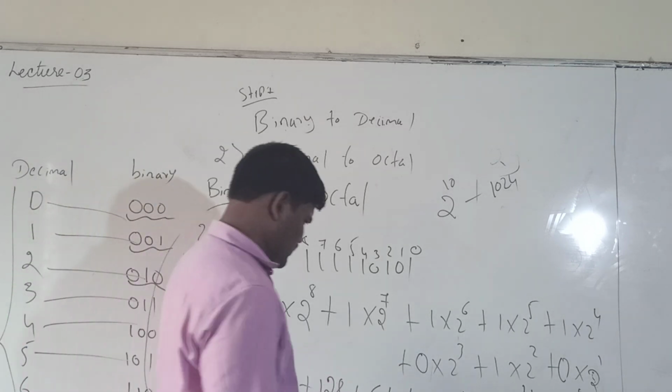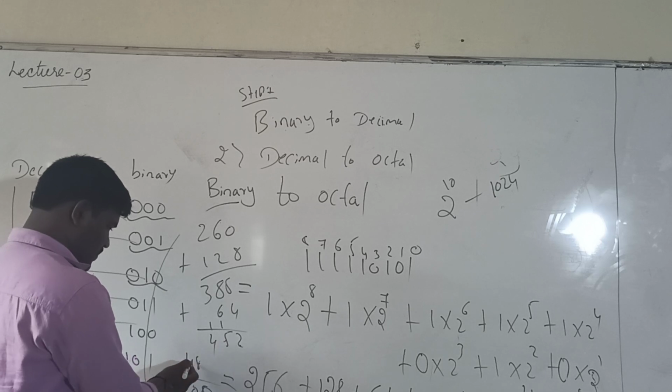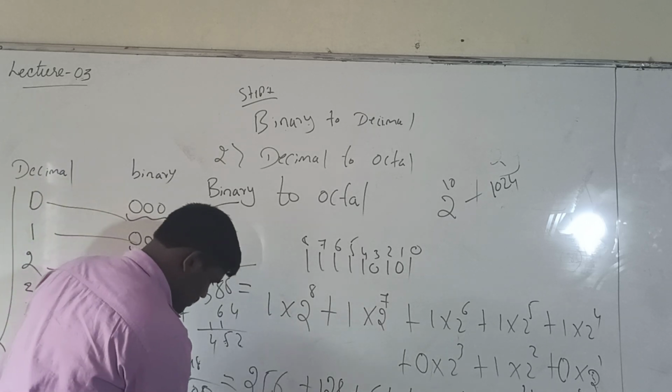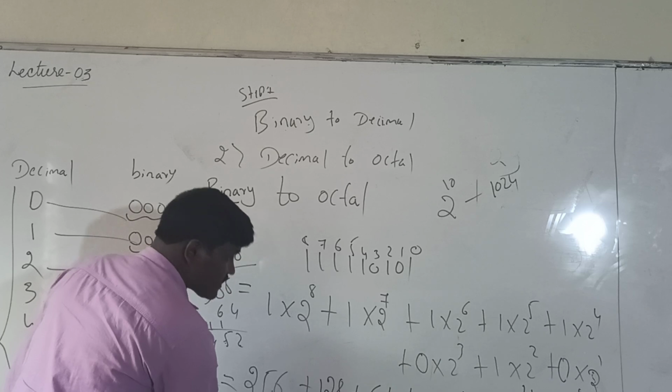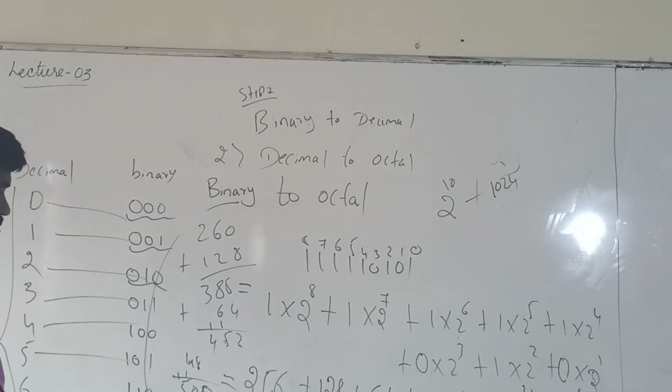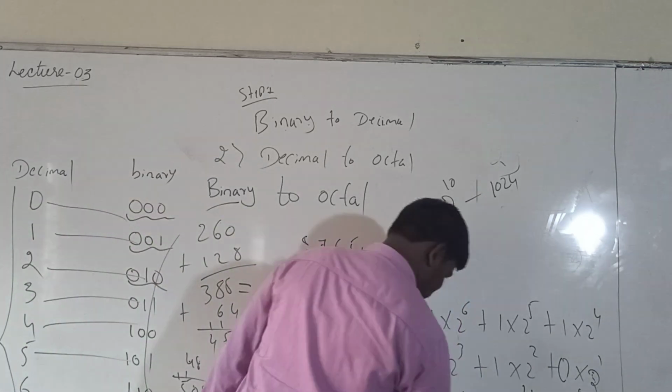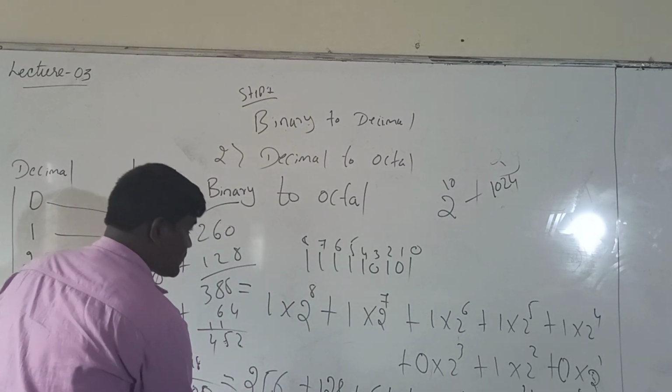452 plus 32 plus 16 is 48. 8 plus 2 is 10, 4 plus 5 is 9, 5 plus 4 is 9, plus 1 is 10, 4 plus 1 is equal to 5, 0, 0. And there is another one here, 1 is also there. 501.